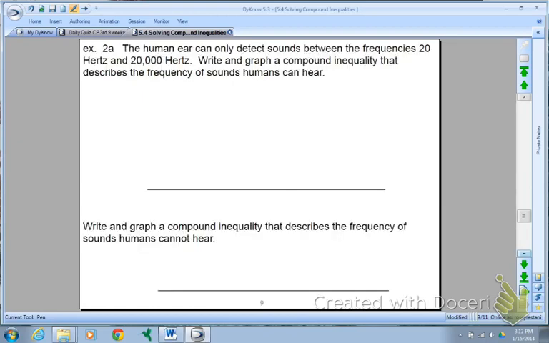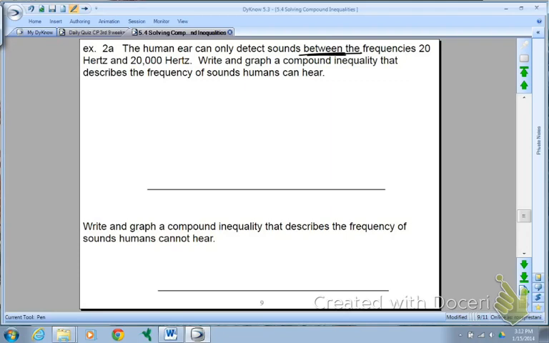The human ear can only detect sounds between the frequencies 20 hertz and 20,000 hertz. Write and graph a compound inequality that describes the frequency of sounds humans can hear. Okay, let's see. Think about this for just a minute. He can detect between. What word went with between?